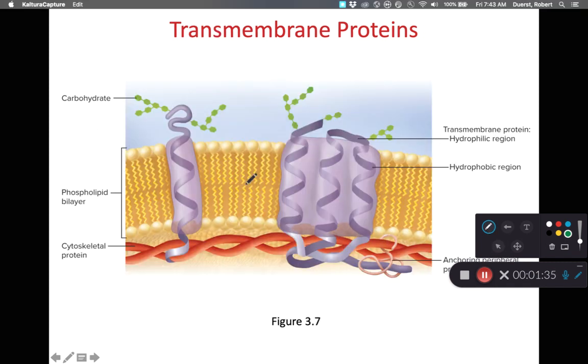So here we can see our transmembrane proteins going all the way across. Sometimes they can just be a skinny little protein. Sometimes they can be quite large and can vary in size dramatically.